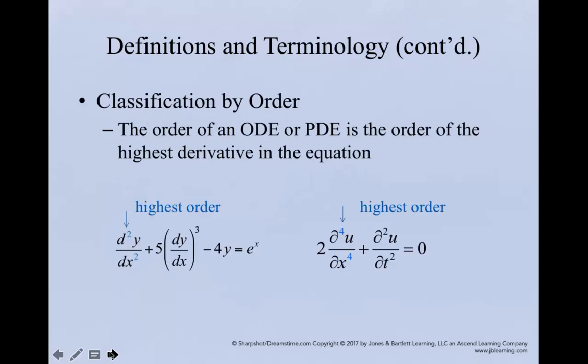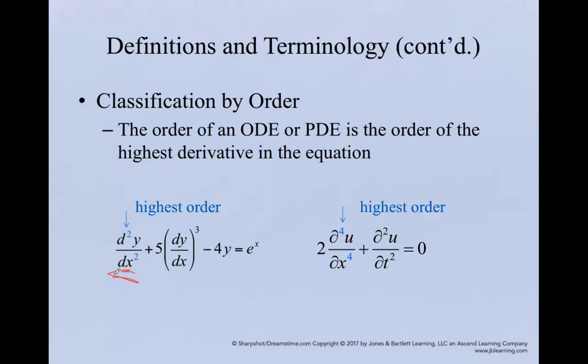We can also classify differential equations by order. The order is a definition that applies across both ordinary and partial differential equations, and basically the order will be the highest order of derivative. If we look at this equation on the left, you'll notice that the first term is a second derivative with respect to y. The second term is a first derivative with respect to y, and then whatever that result is is cubed. It is not a third derivative.